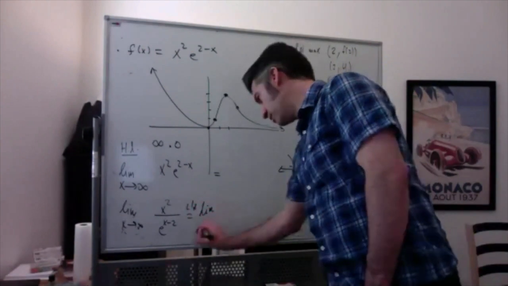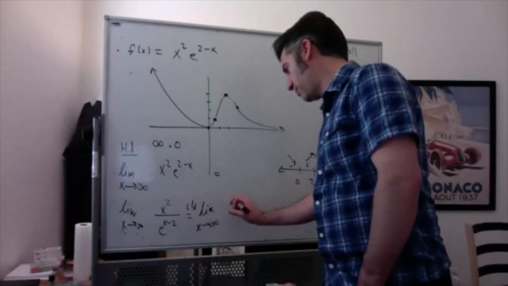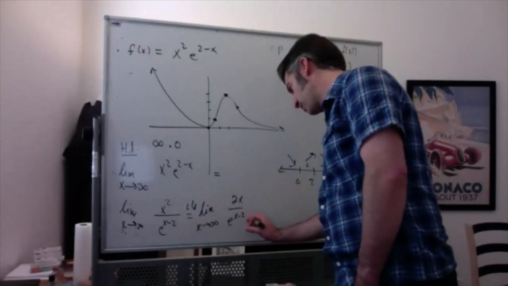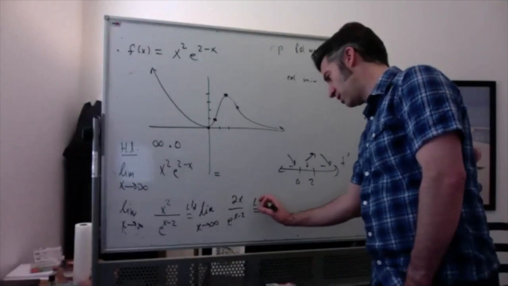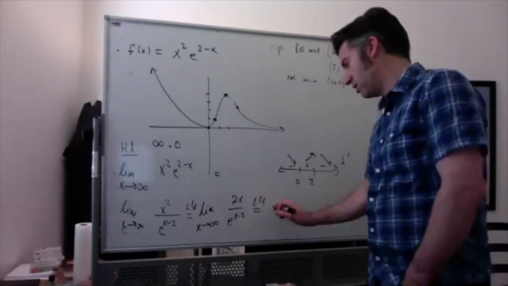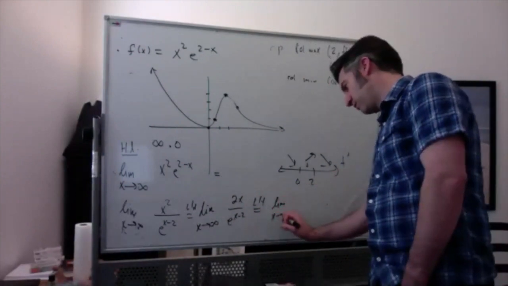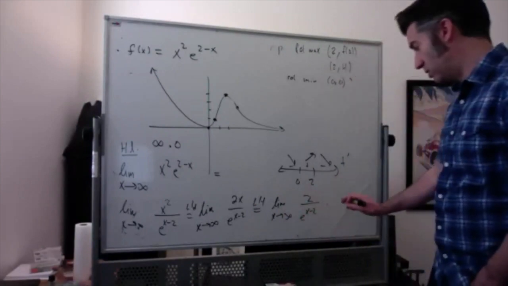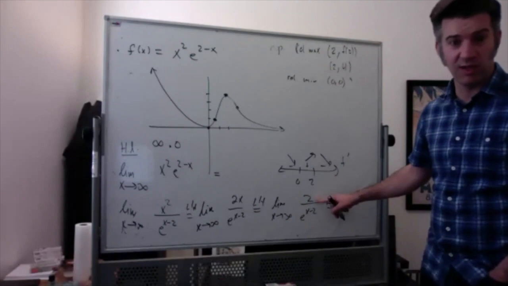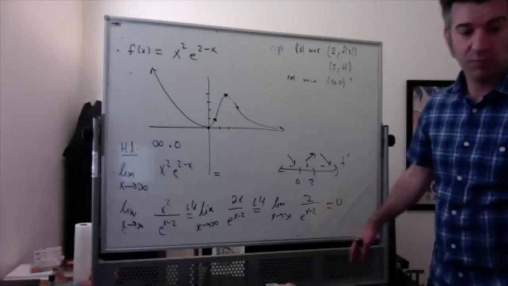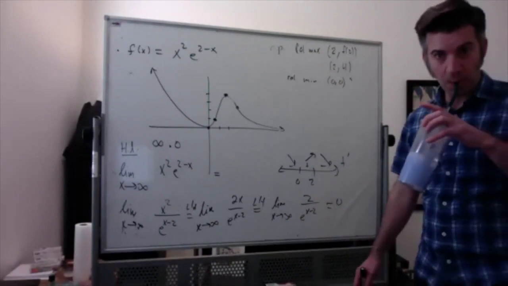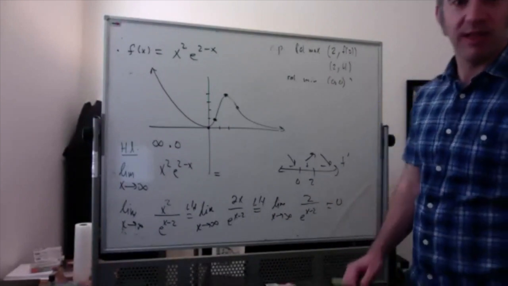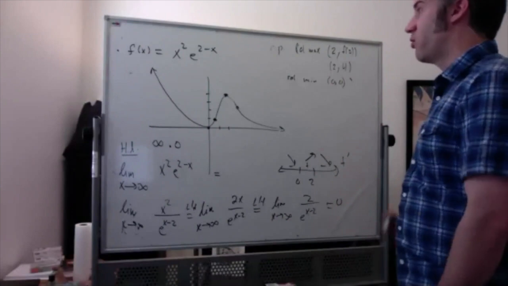Take the limit as x goes to infinity. Derivative of the top is 2x. The derivative of e to the x minus 2 is e to the x minus 2. And then do it again, because it's still infinity over infinity. You get the limit as x goes to infinity of 2 over e to the x minus 2. And this is going to go to 0, because the top is 2 and the bottom is getting infinitely large. Okay, that was a lot more than this question really meant for us to do, but it was good to look at all this. Questions about this?